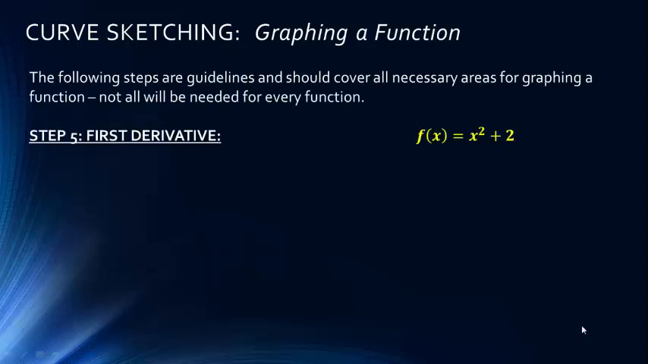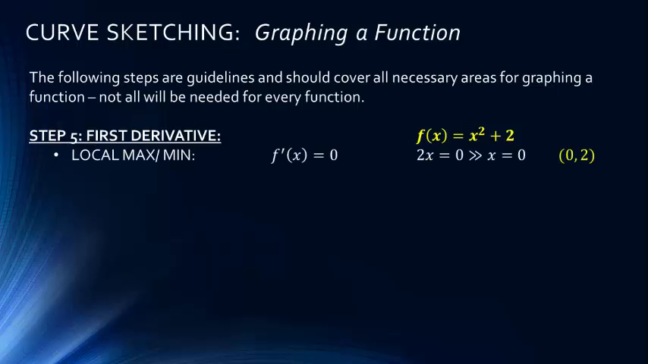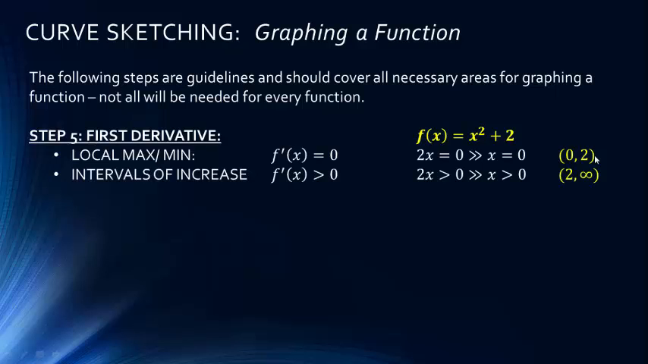Next we're going to take the first derivative. Remember that the first derivative tells us about local maxes and minimums. So if we take the first derivative of this function, we get f prime of x equals 2x. Okay, then we set that equal to 0. 2x equals 0 when x equals 0. So we know we either have a local max or a local min at 0, 2.